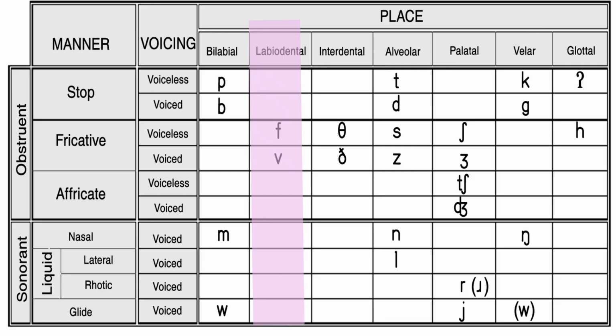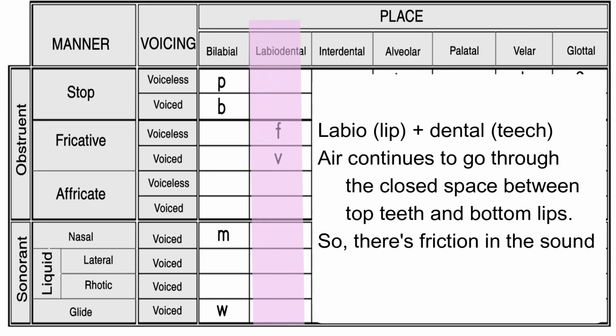Labiodental. Labiodental consonants are consonants that are produced by the bottom lip and the top teeth. Labiodental means lip and teeth. Fa and va are labiodentals. For these consonants, the bottom lip and the upper teeth have to touch as friction has to be made.